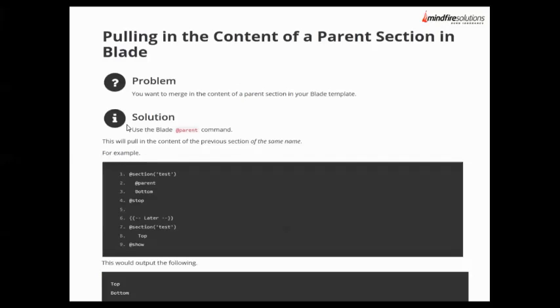Then for the parent, let's see how you can use it. Here I have a section test and I mention parent, then bottom, then stop. Again I have a section test with top, and here I make a show. I am just yielding it, so it will give me the output top to bottom. Let's see how this code flows.